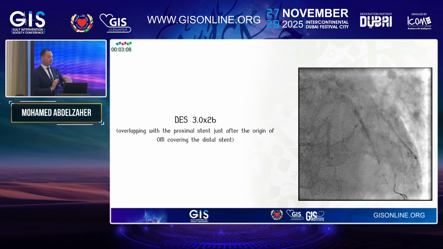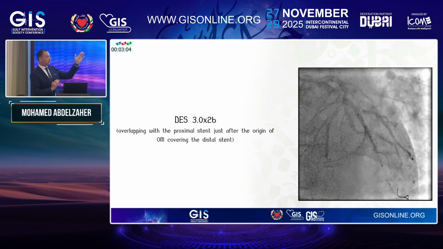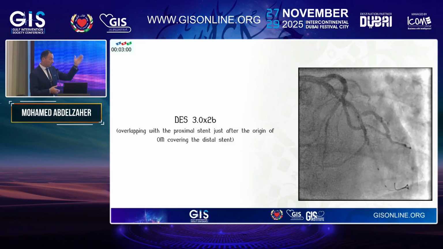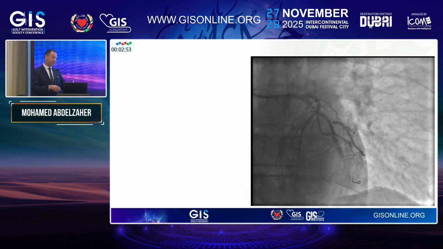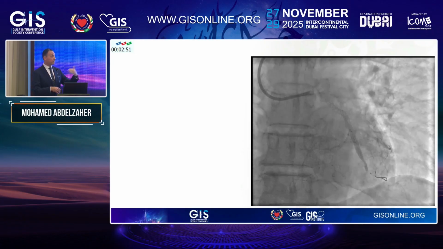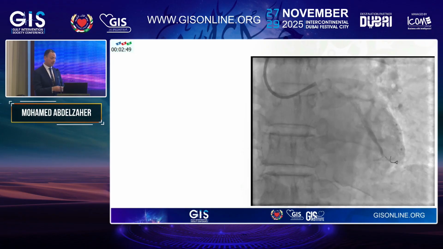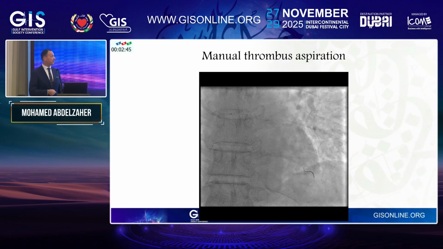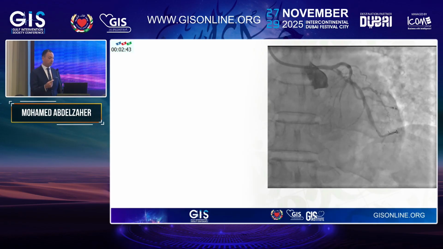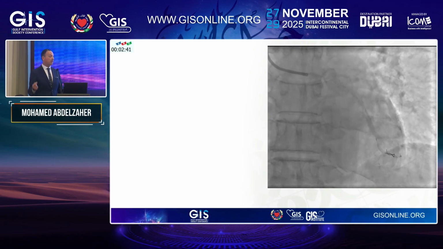So what to do now? Okay, let's fix whatever is down there. I will use a drug-eluting stent. I will cover the gap between the two stents just after that OM, and I will stent the old stent with the new stent. And then the stent looks better, but still I have a third no reflow. You can notice the flow down is not that great. So another manual thrombus aspiration, which could partially improve the distal flow.